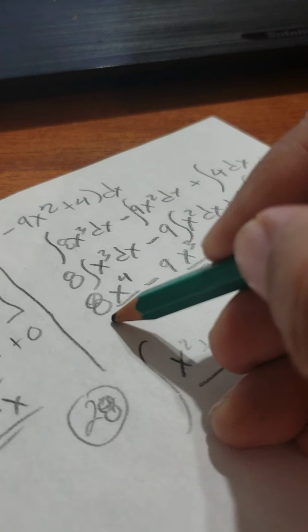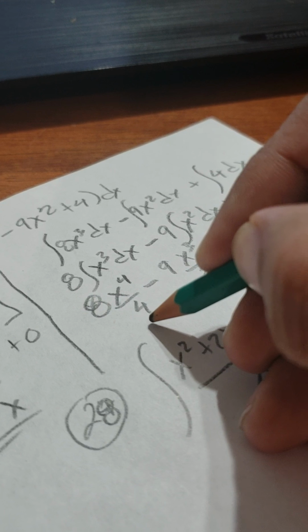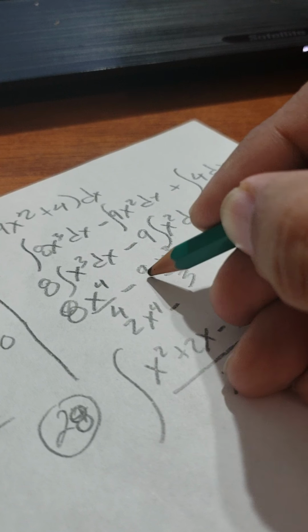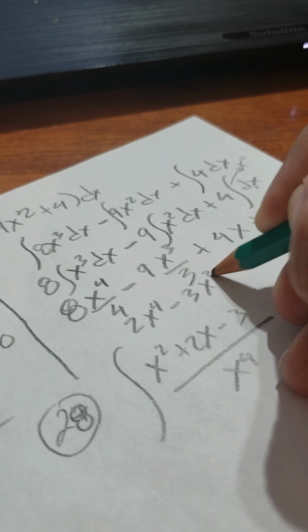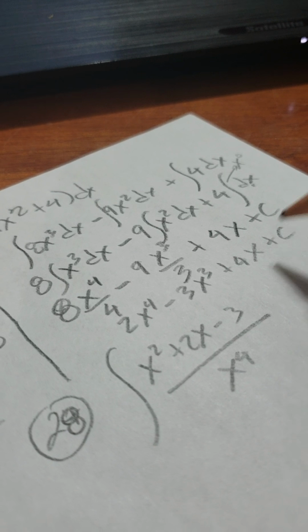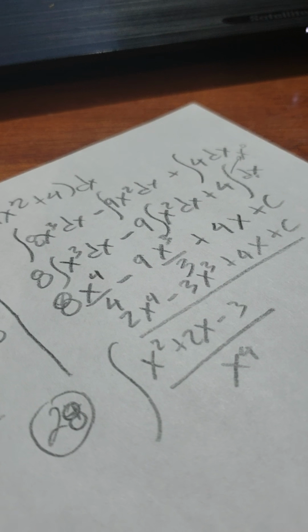But we may simplify here. 8 divided by 4 is 2x to the 4th power, minus 9 divided by 3, 3x to the 3rd power, plus 4x plus c. That is the integral.